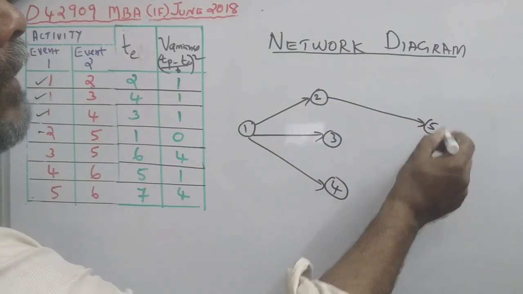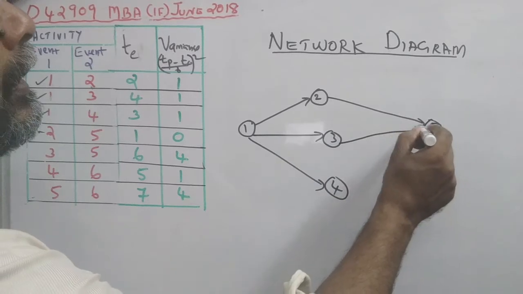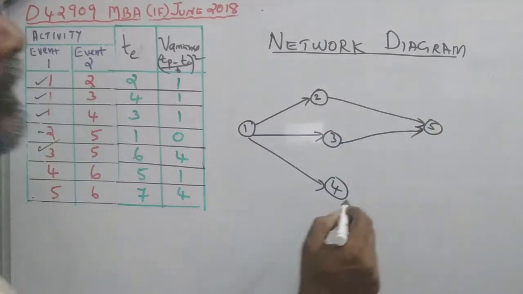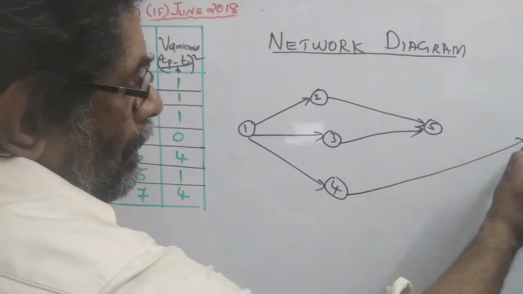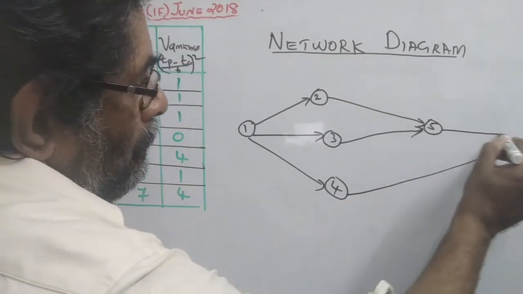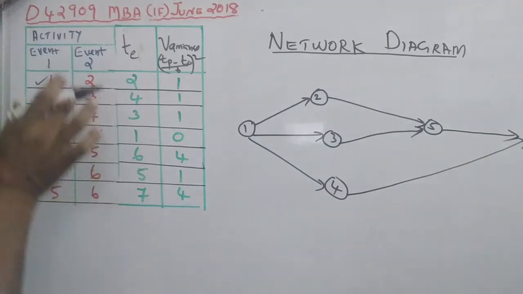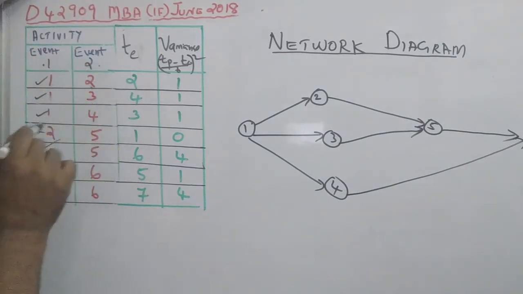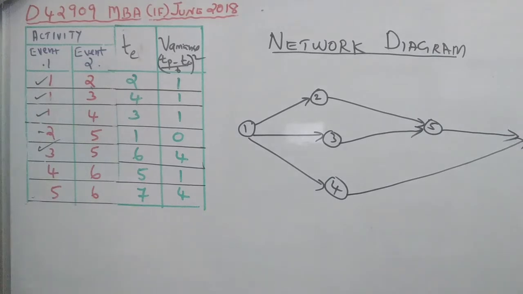2 to 5, 5 is a converging point, 4 to 6 and 5 to 6. This information, event 1 to event 2, 1 to 2, 1 to 3, 1 to 4, that is activity. So this is the network diagram.